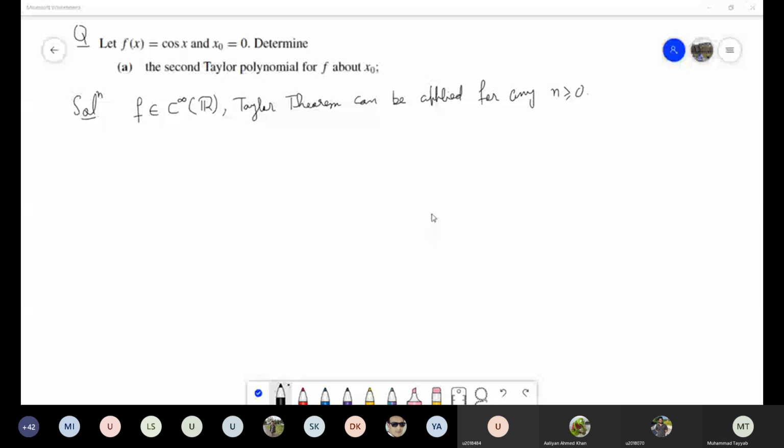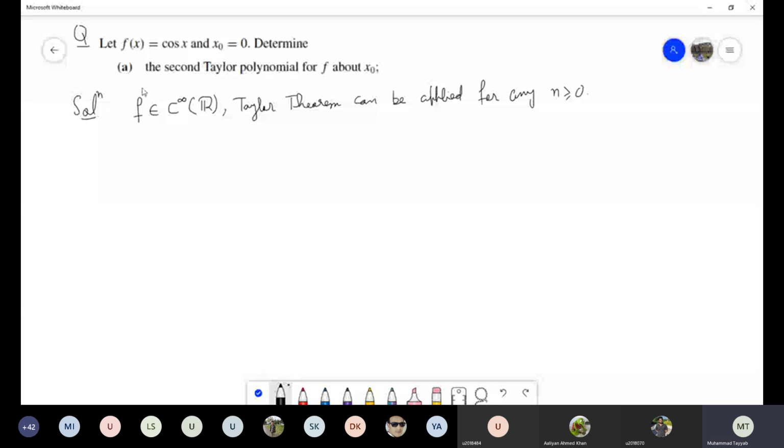Earlier you asked why we are taking this up to infinity. Here is the answer. I first defined it on infinity, and then I say that Taylor theorem can be applied for any n larger than or equal to 0. Of course we cannot go up to infinity, but within infinity we can use any value for any n. So we have the freedom just because of this function f of x which is equal to cos of x.